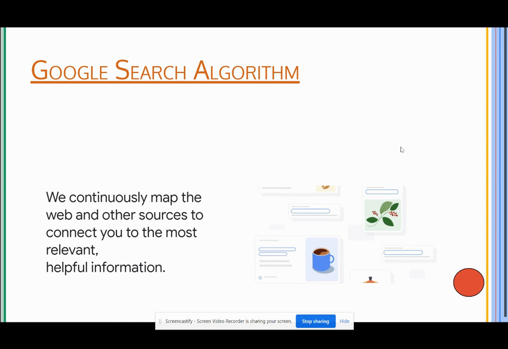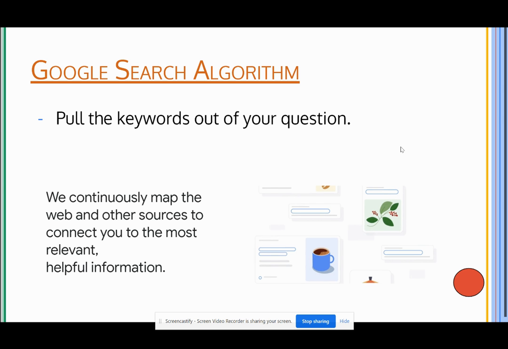Google search uses an algorithm to map the web and other sources, so print sources and rumors and social media and all that stuff, to connect you to what they think is going to be most relevant and most helpful to you. Now, this does not always actually come up with what is most helpful or relevant to you. So putting in a Google search and then not finding what you were looking for and then going back and revising your Google search or thinking about synonyms is actually a really good idea.